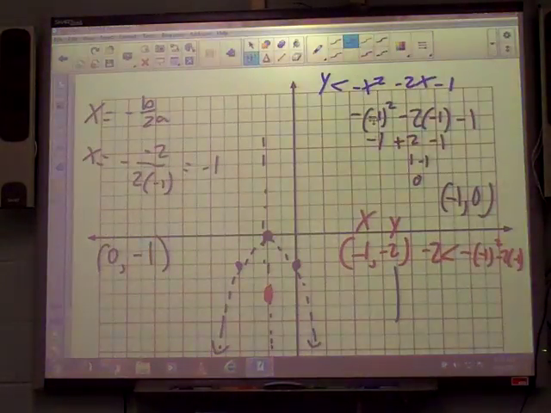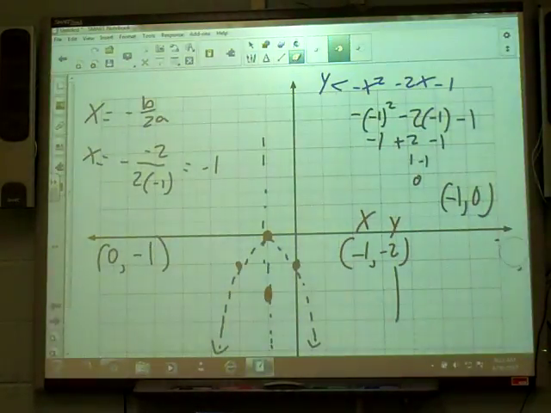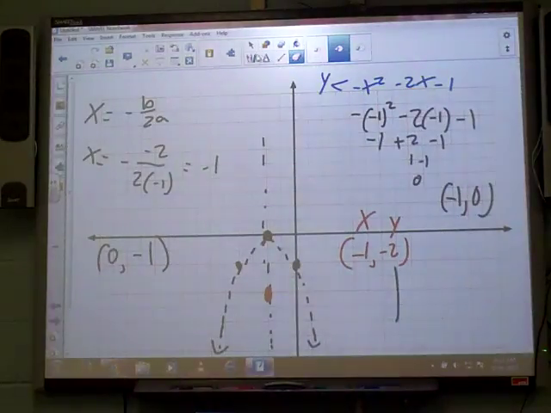I didn't save enough room. Let me erase and start writing again. Go up here where we can see it better.